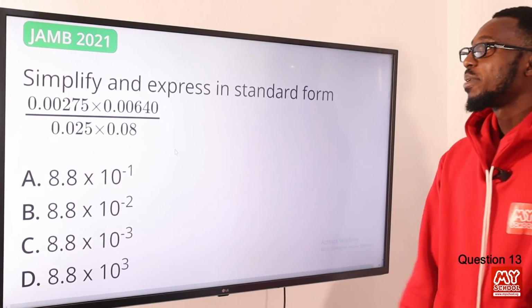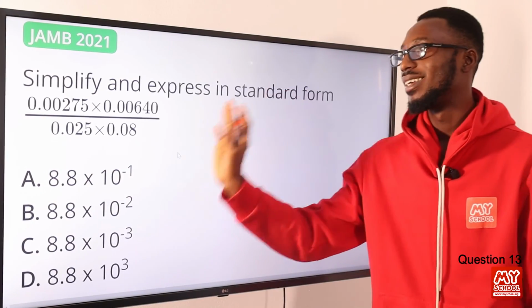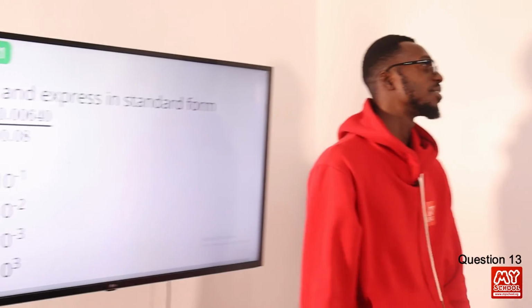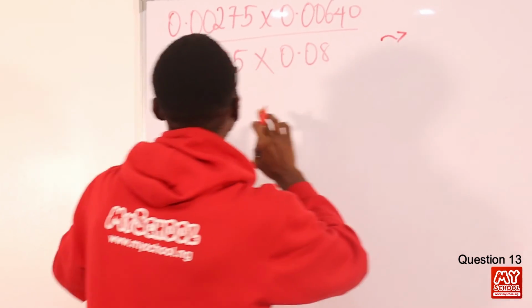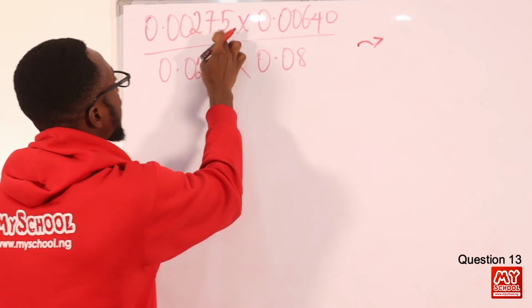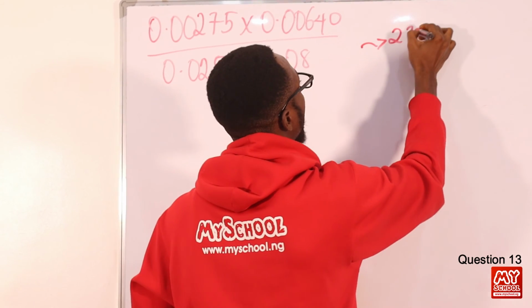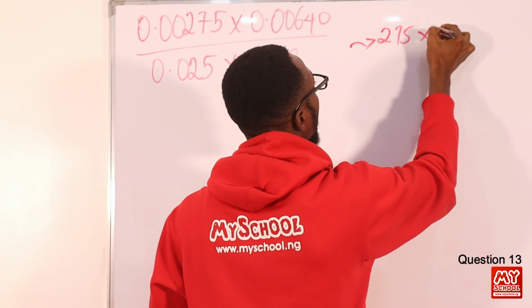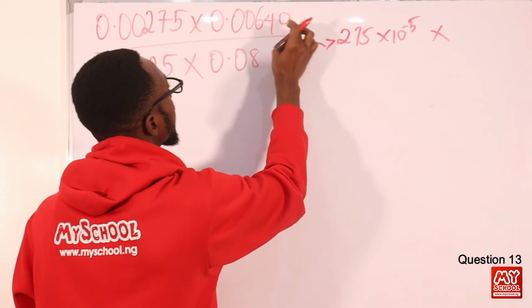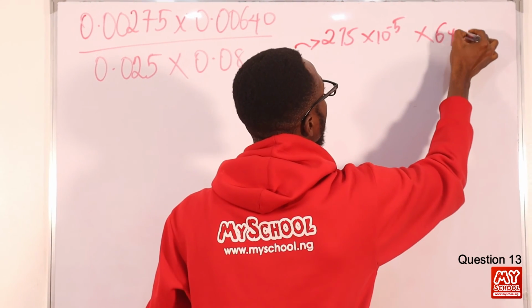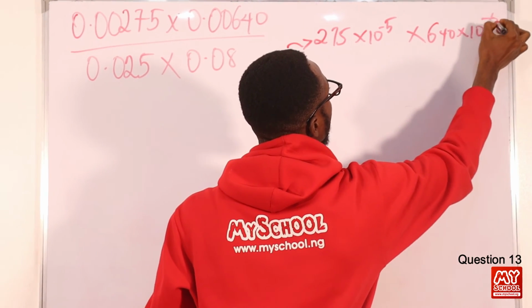13. Simplify and express in standard form. Okay, so I have a question right here. So I just have to do this. This is 1, 2, 3, 4, 5. So I have 275, right, times 10 raised to power minus 5. Then I have 1, 2, 3, 4, 5. I have 640 times 10 raised to power minus 5.